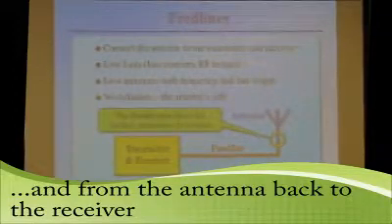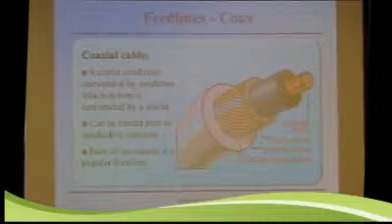So that's why the feed line is very important. It's really important because of low loss. You really want low loss. Coax is the most commonly used antenna feed line. Not because it's necessarily the best, really more because it's the easiest to use.